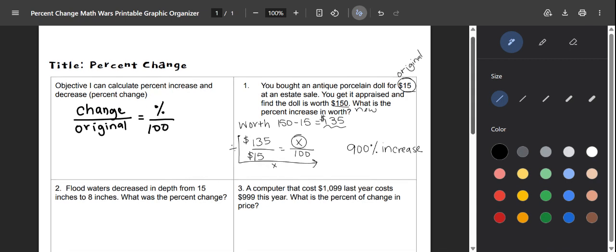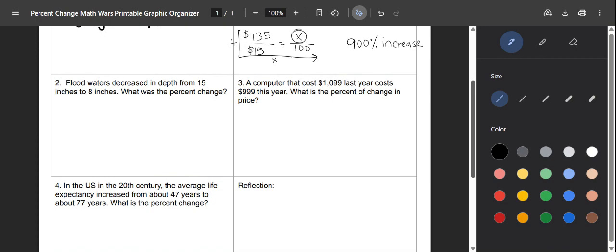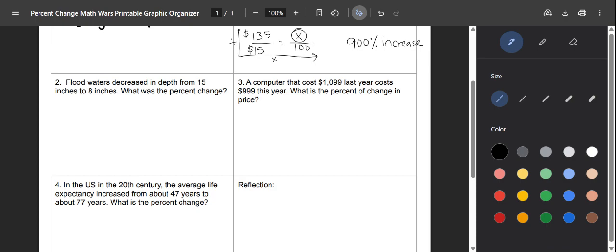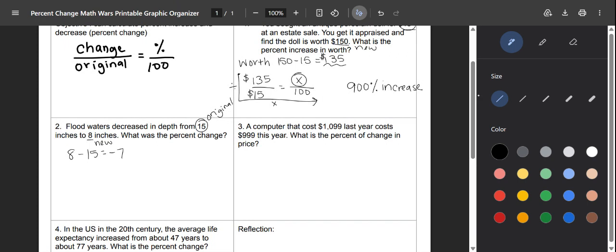Okay? Number 2, floodwaters decreased in depth from 15 inches to 8 inches. What was the percent change? So the first thing I'm going to do, identify my original. That's my starting amount. This is the new amount. And if I go from 15 to 8, that is a decrease, right? So that's a decrease of 7 inches, and I'm going to set up my ratio of change over original. So a change of -7. The original amount was 15. X over 100, because it is a percent.